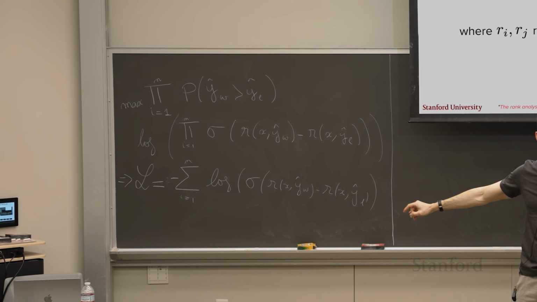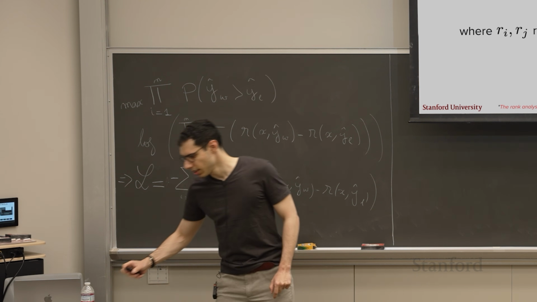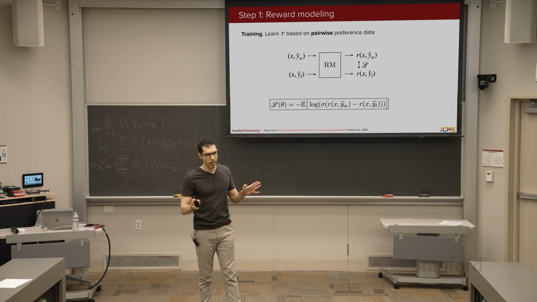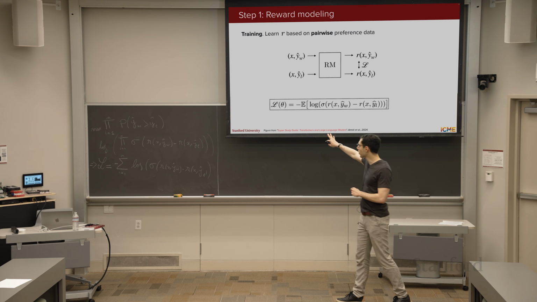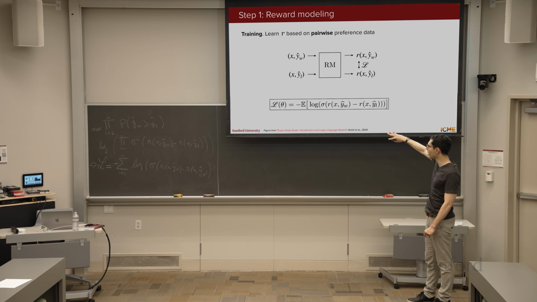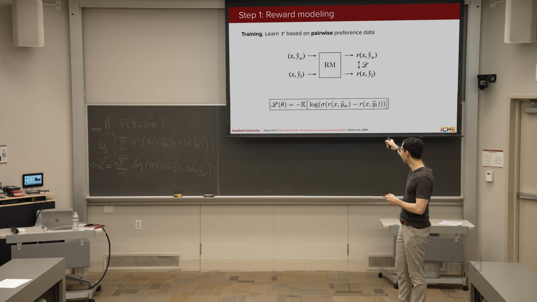Does that make sense? And this is exactly what you mentioned. Typically, we write the expectation, and this is our loss function. So our loss function is minus the expectation of log of sigma of R(x, y_hat_w) minus the reward of the losing.